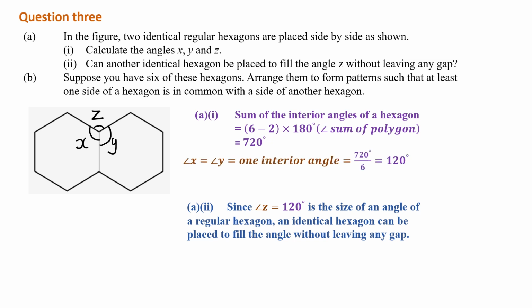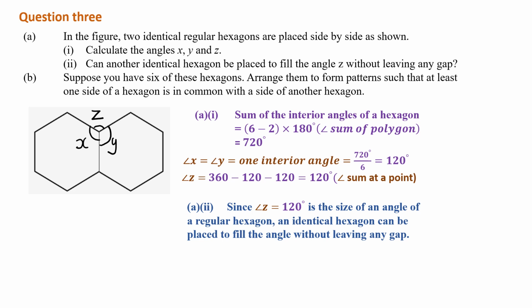All right, so angle x will be equal to angle y because the two hexagons are identical, meaning they're congruent. So angle x will be equal to angle y, which is just 720 divided by 6, 120. Right, and to find z, we just use 360 minus 120 minus 120, angle sum at a point, to get 120. So basically x, y, z have the same value, which is 120 each.